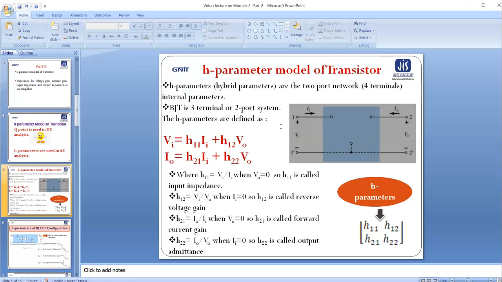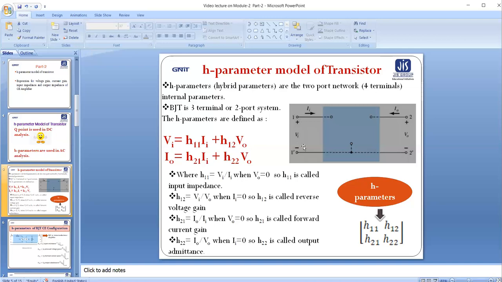In that case, the total BJT will be represented by these voltage and current equations. Now if we see the electrical equations, we will observe that the first equation is written as Vi equals h11 Ii plus h12 Vo.